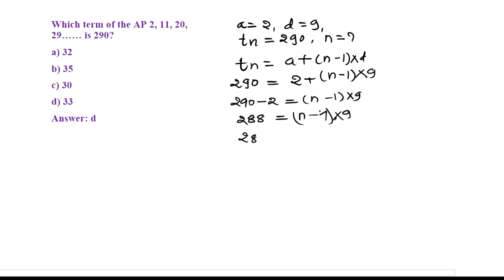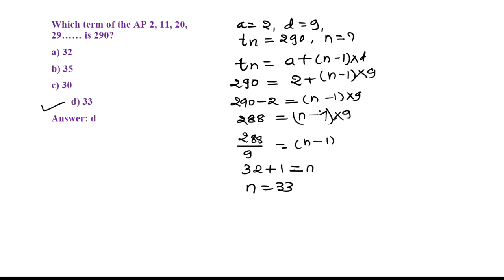Divide by 9. 288 divided by 9 is equal to n minus 1. 9 3s are 27. 9 2s are 18. So it's 32, and minus 1 comes on the other side. So it's 32 plus 1 is equal to n. So what is the value of n I am getting? 33. Correct? So when the last term is given, the first term is given, and the common difference is given, I can easily find the value of n. Okay. Let's move on to the next question.